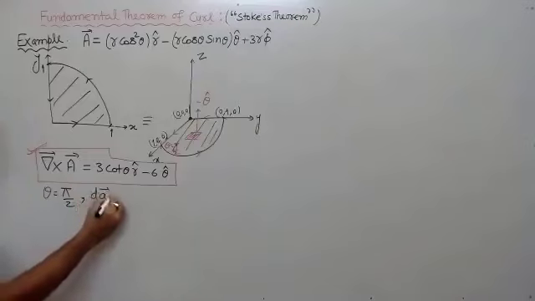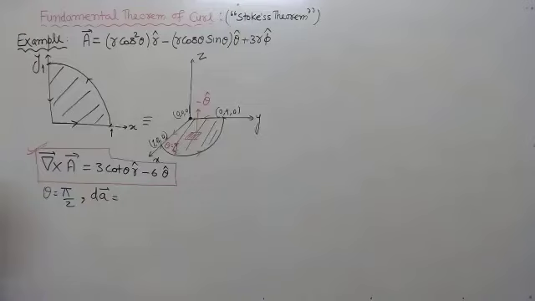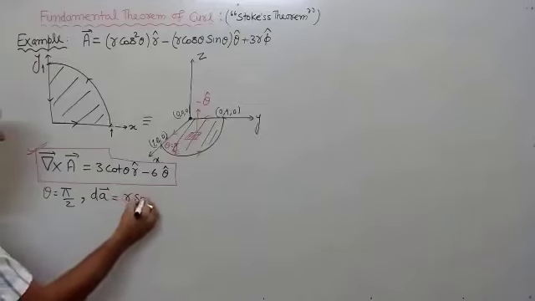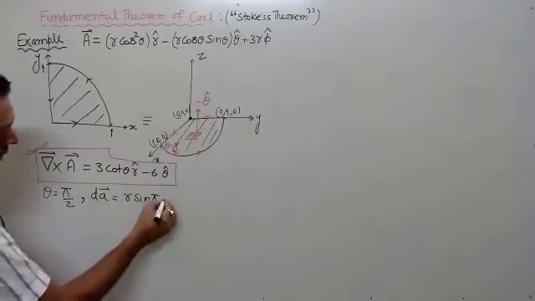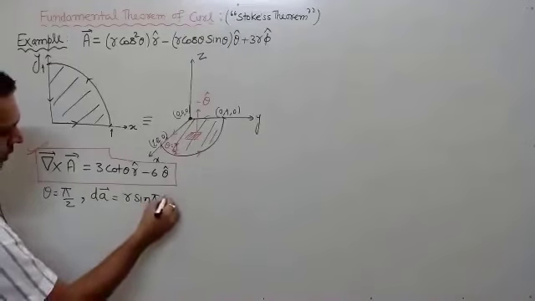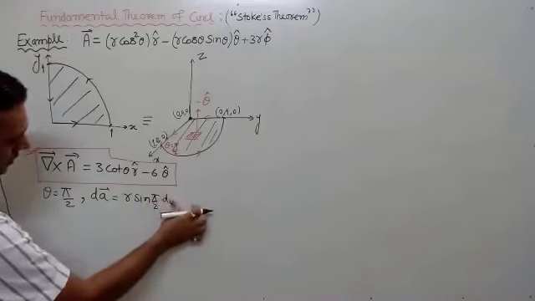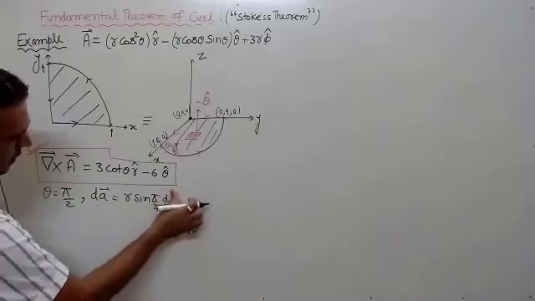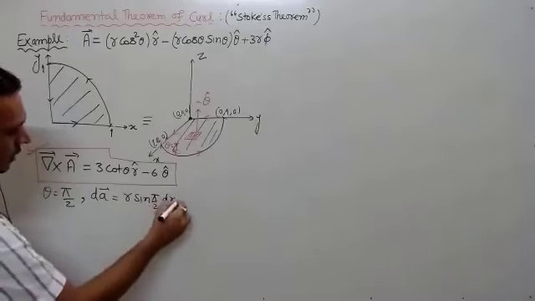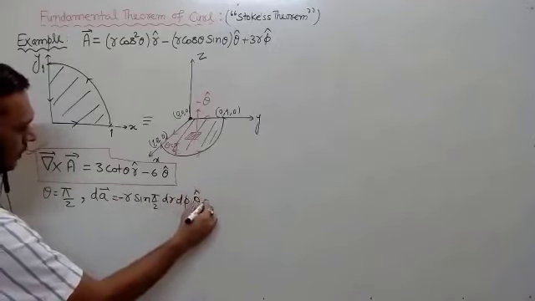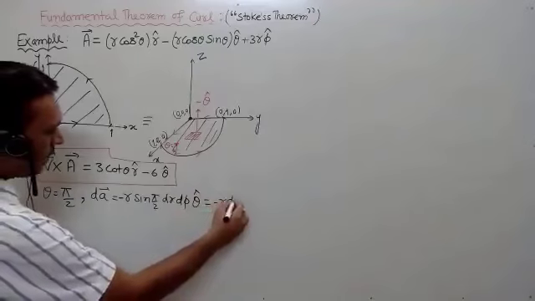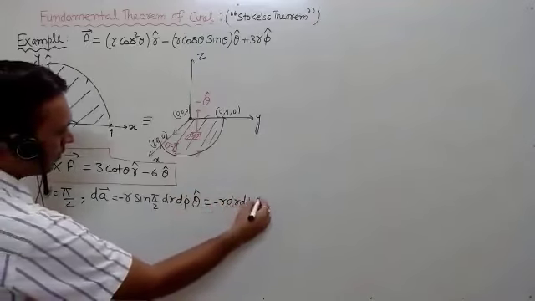And what will be dA when theta is fixed? dr and r sine theta d phi. This is r sine theta dr d phi, with sine pi by 2 equal to 1. And the direction is minus theta cap. So that will be simply minus r dr d phi theta cap.